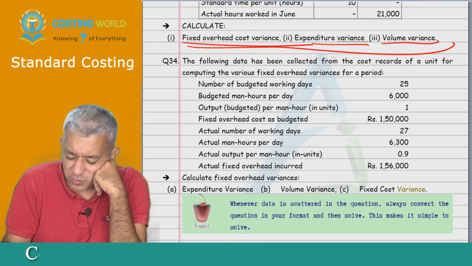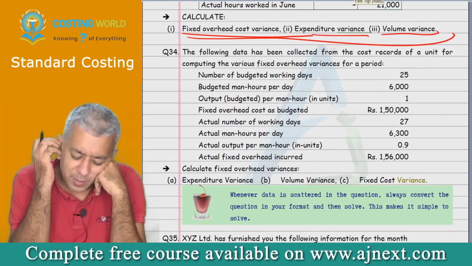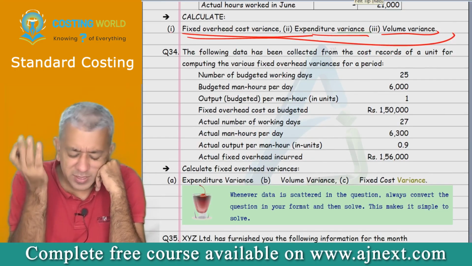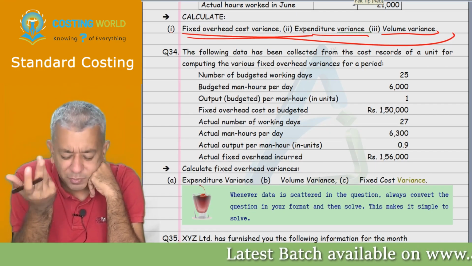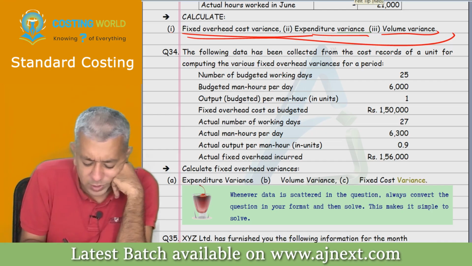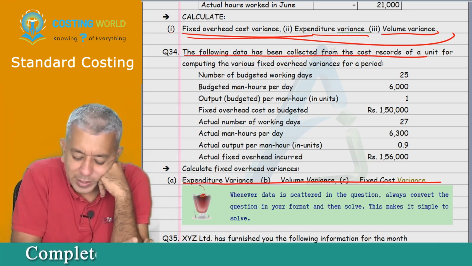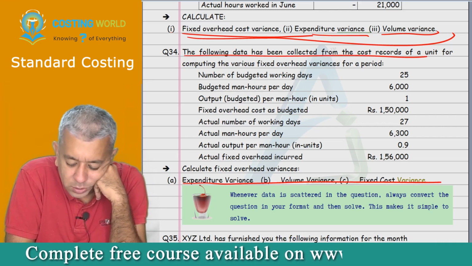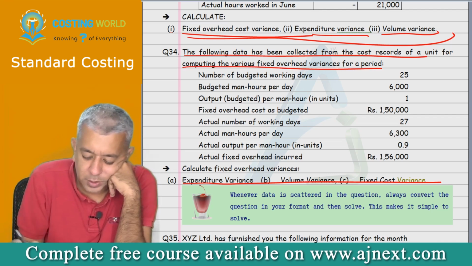Actually, I would always want that we make a complete format, although we compute only the variances that have been asked. Okay. So we'll see that. Chalo. If you'll want me to be writing the extra data, I'll write it, but not of much use, because those guys have again asked actually these 3 variances only. The following data has been collected from cost records of a unit for computing the various fixed overhead variances for the period. Okay.